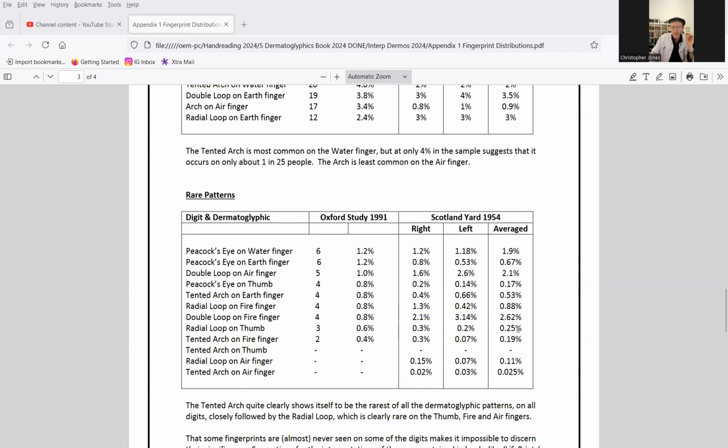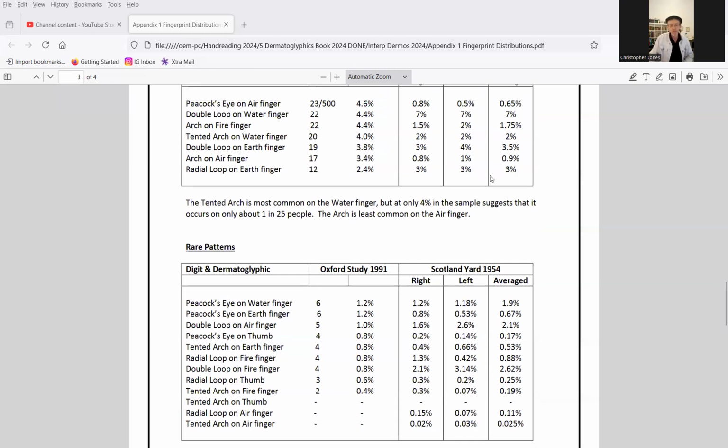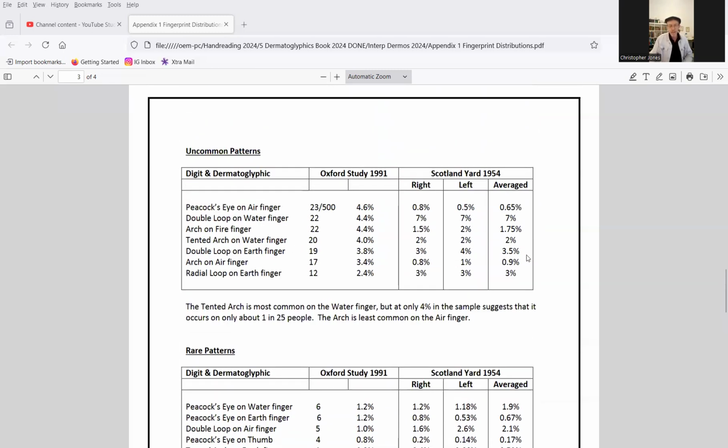Scotland Yard statistics, which is a survey of 50,000 hands, say the radial loop only occurs on 0.25% of thumbs, 0.11% of air fingers or little fingers, and 0.9% of ring fingers. So it's incredibly rare on the air finger, the thumb, the little finger and the ring finger, and also pretty rare on the middle finger, at 3%. So even Fred Gettings isn't particularly correct to talk about it being commonly seen on the earth finger, the middle finger.